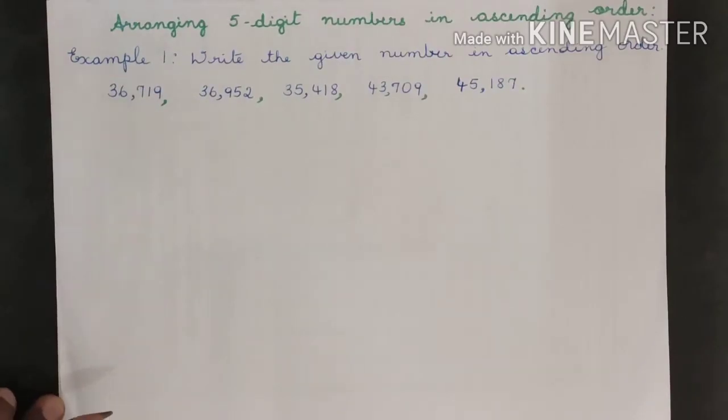Example 1. Write the given numbers in ascending order. The numbers are 36,719, 36,952, 35,418, 43,709, 45,187.